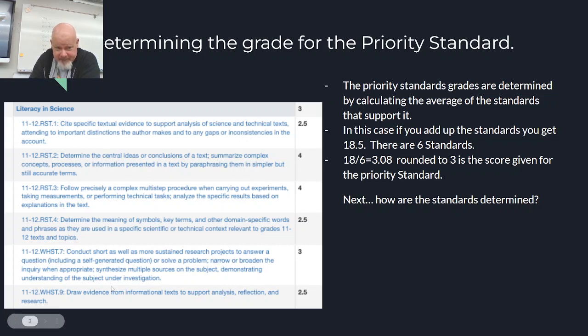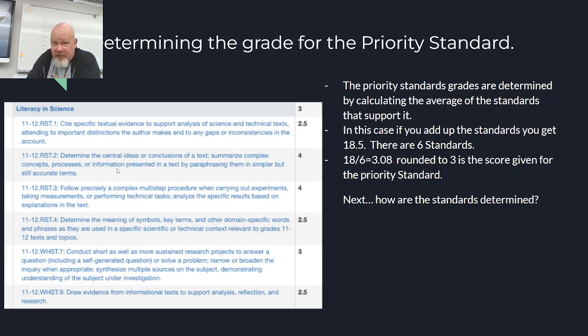These standards right here are the standards that support that priority standard. So you can see right here they got a 3. If we take all of these numbers right here, 3.5, 2.5, 4, 4, 2.5, 3, and 2.5, those add up to about 18.5. There's 6 standards that lead up to that priority standard, so that would be 18.5 divided by 6. That would come to 3.08, which is rounded to 3. And that's going to be the grade that's given to the priority standard.